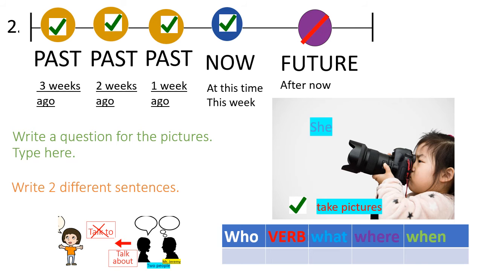So here is number 2. This time you have a different timeline, and you have a different conversation. Conversations are when one or more people are talking to each other or talking about someone or something else. In this case, they are talking about this girl here. The action is the same, take pictures, but this time the who word is she, because now the people are talking about a girl, not a thing.